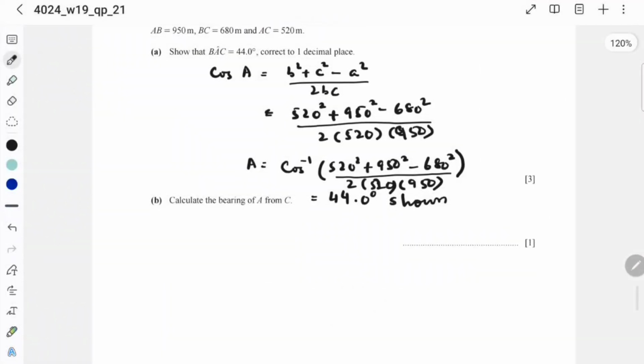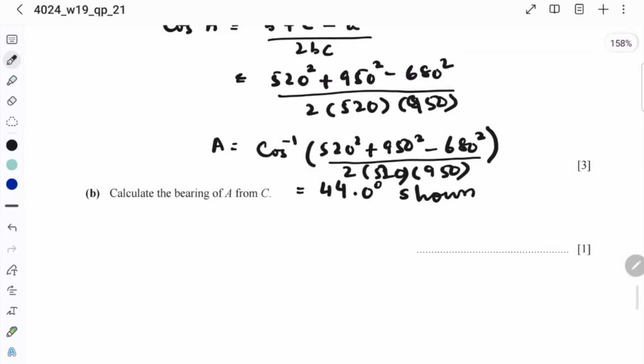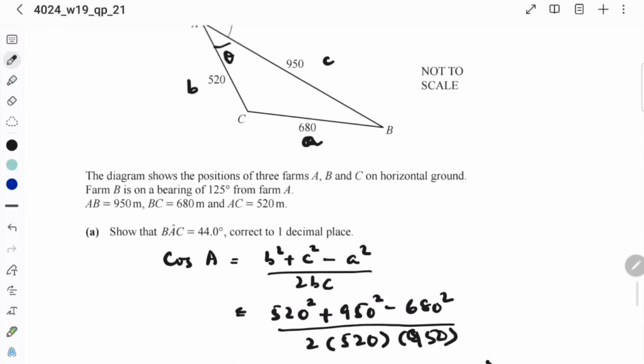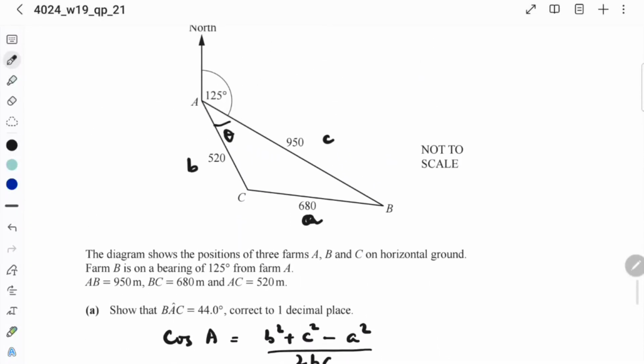Okay, the next part is calculate the bearing of A from C. From C, this is A and C, and we are going to find the bearing of A from C. This much angle is required. For example, this is A, this is C. A from C is this much.